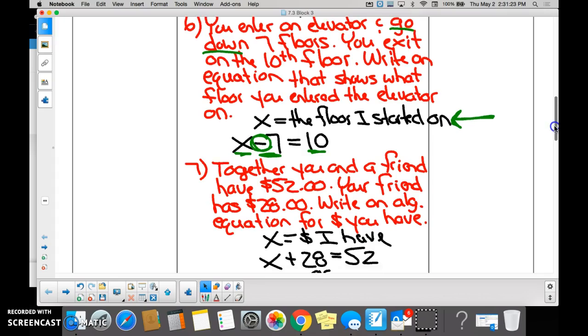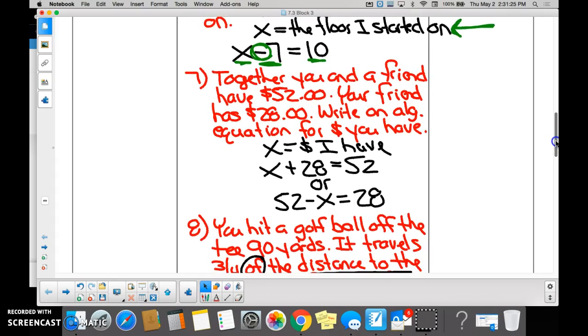Number 7, you and your buddy threw $52 of total cash into the middle of the table, and then you realized you had no idea how much money you had to start with. And your buddy said, I had $28 to start with. You're like, well, that doesn't help me. I still need to write an algebraic equation to solve. So what are we trying to figure out? What are we going to assign the variable?